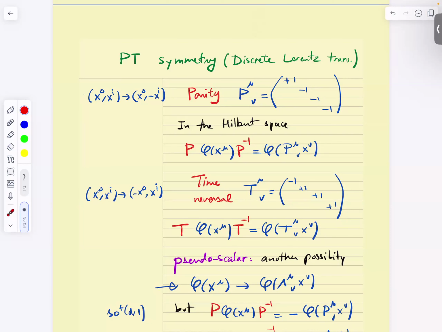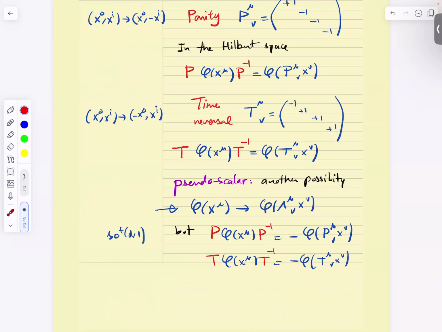What if you did something else? You said it transforms trivially under SO+(d,1), but P and T add a minus sign. That's called the pseudoscalar. Right? At any point, a pseudoscalar comes up in physics. That's what it is. Because relativity only tells you about, like, what we did was representation theory of the restricted Lorentz group, right? You have to make a choice how to transform.